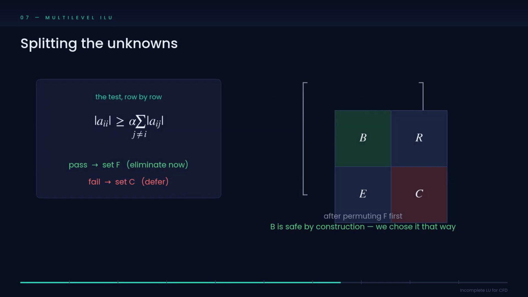Concretely, we test every row with theta against a threshold. Rows that pass go into a set F. Eliminate these now. Rows that fail go into a set C. Deferred. Permute the matrix so F comes first and it splits into 4 blocks. B, the well-behaved part, in the top left. The deferred coupling around it.